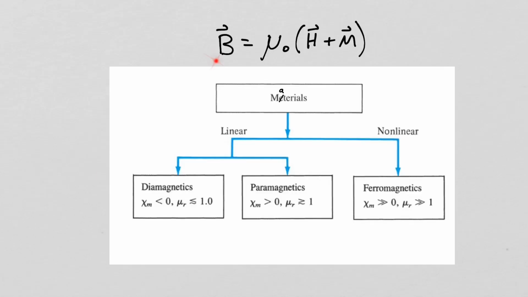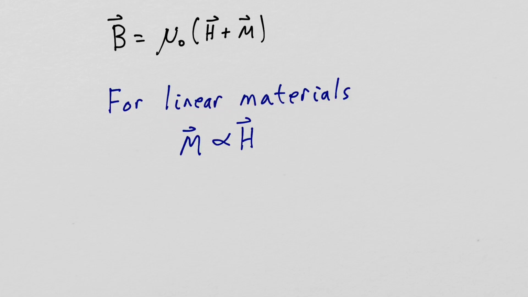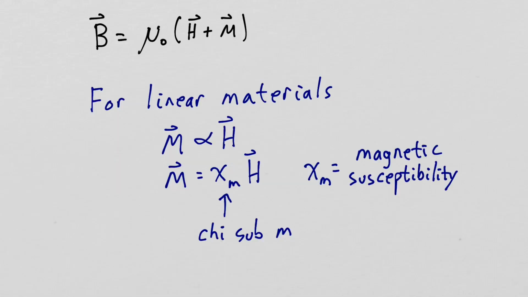Now, B equals mu 0 times H plus M is a general expression that holds for all materials, both linear and nonlinear. But when we're working with linear materials, there's a simplification we can make to this equation. For linear materials, the magnetization is proportional to the magnetic field intensity that we are applying to that material. So the proportionality constant, chi sub m, is the magnetic susceptibility, and it is unitless because both H and M have units of amps per meter.